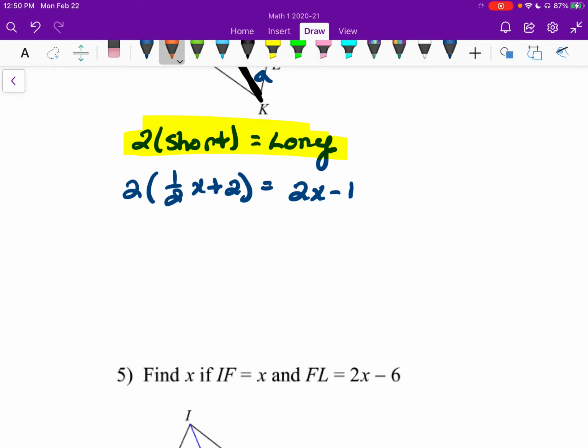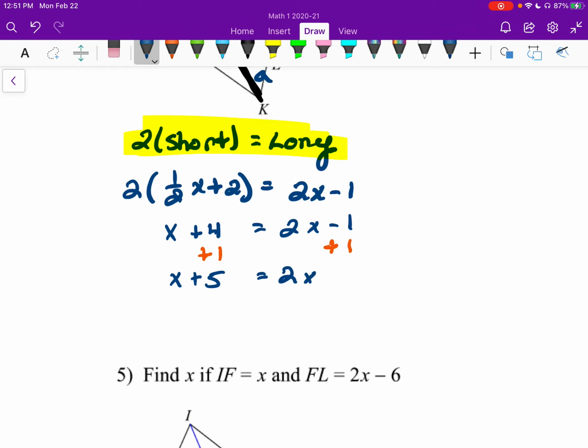So now whenever I distribute my 2 on the left, this would be just a plain old x plus 4 is 2x minus 1. And I'm going to add my 1 to the left side, so I'll add 1. So this will turn into x plus 5 is 2x. And now I'm going to subtract an x from both sides. And this will end up being 5 equals x. And there we are.